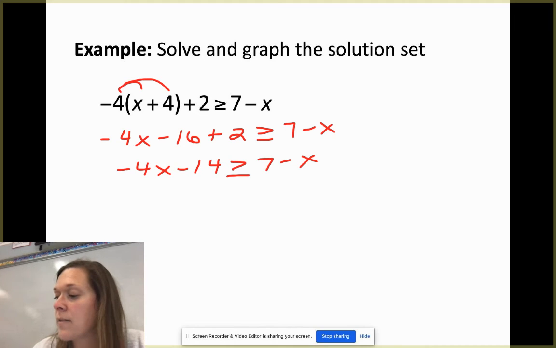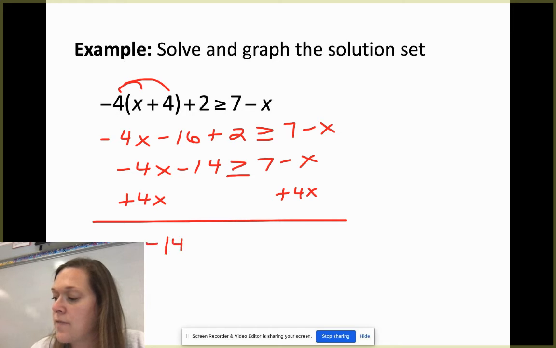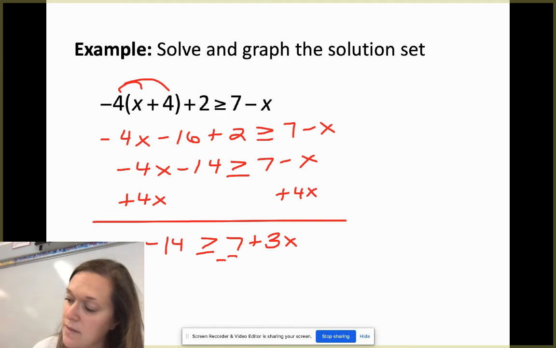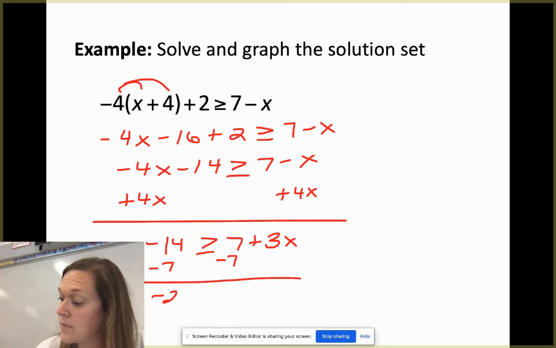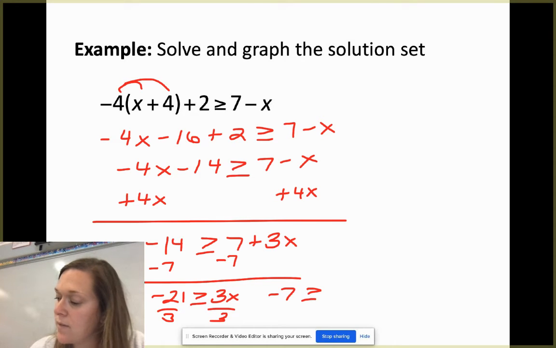Move your smaller x over. So I'm going to add 4x over to both sides. Gets me negative 14 is greater than or equal to 7 plus 3x. Subtracting 7 from both sides gets us negative 21 is greater than or equal to 3x. Dividing by 3 gets us negative 7 is greater than or equal to x.